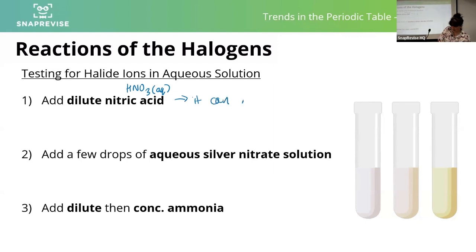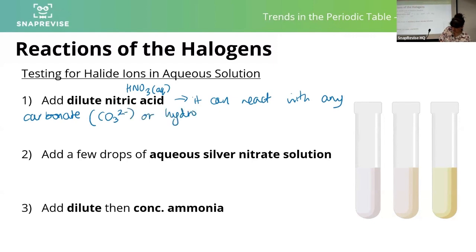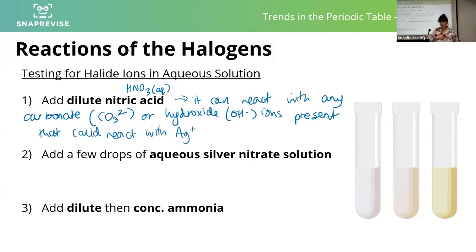It can react with any carbonate, as in CO3 2-, or hydroxide, as in OH- ions present, therefore removing them from solution. It removes them so that they can't react with our silver to form the wrong precipitate, a false positive.